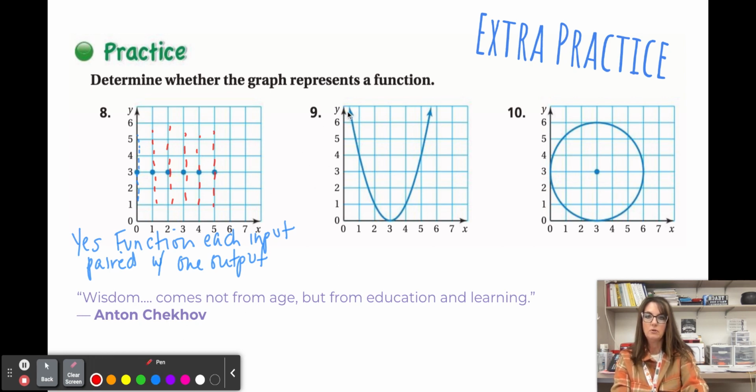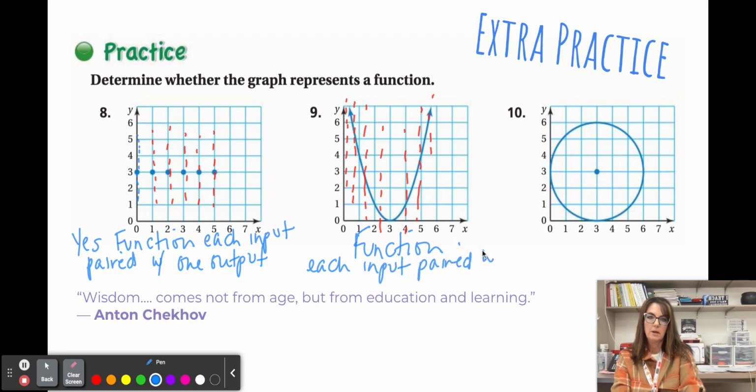Okay, when you do the same here, anytime I draw this line, and this line is just supposed to be like representative of like your pencil going through. Notice that it's not really touching two things. So this is also, yes, function, right? Each input paired with one output.